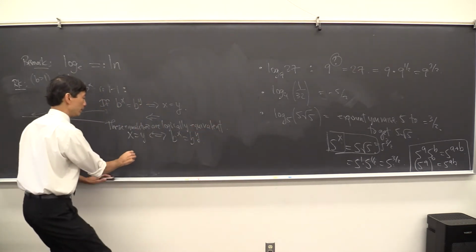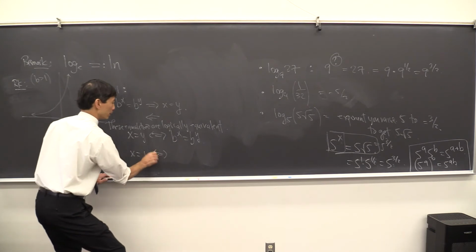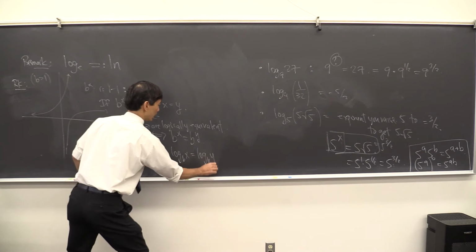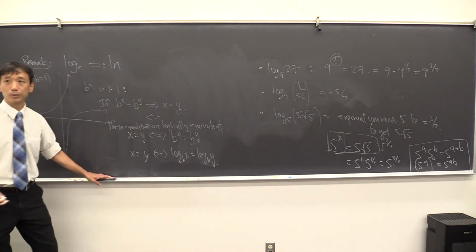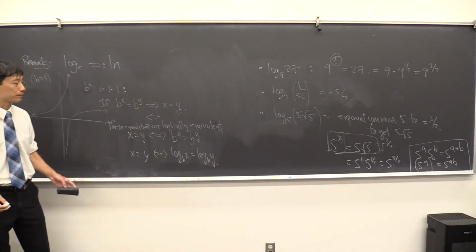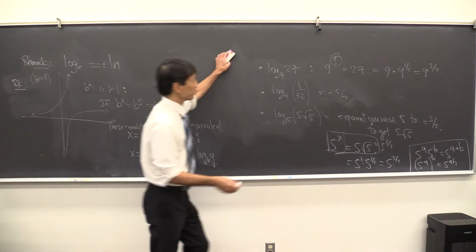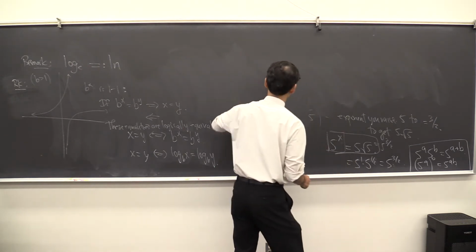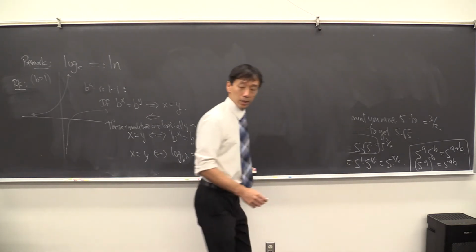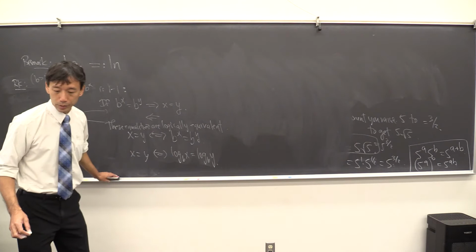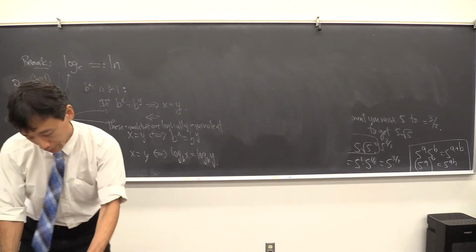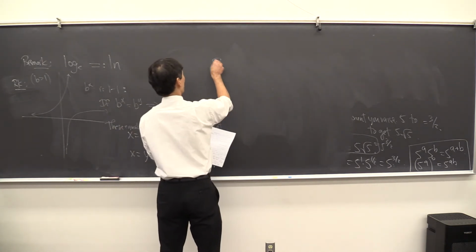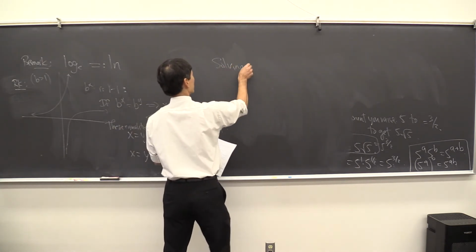Right, and similarly, the same thing for the log, right? Log base b of x equals log base b of y if and only if x equals y, because of the one-to-oneness. And we can use that to solve exponential equations.